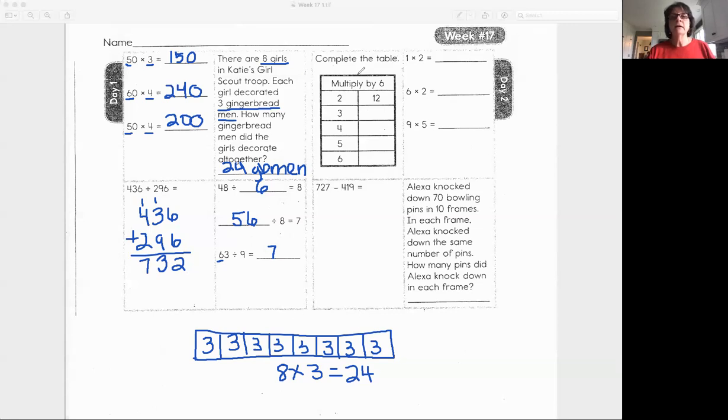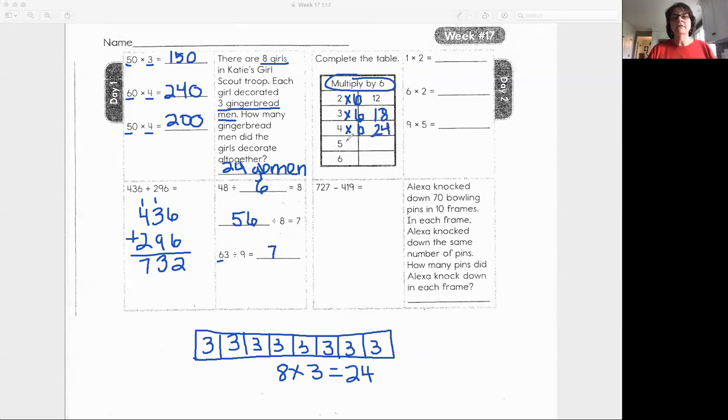We've got a table here. The directions in the table are multiply by 6. So they've done the first one for me. 2 times 6 equals 12. Each one I'm going to be multiplying by 6. So 3 times 6. Again, I can skip count by 6s: 6, 12, 18. I can skip count by 6 3 times. Okay, 4 times 6, I can skip count 4 6s, or I can just add 6 to 18. So 6 added to 18 is 24.